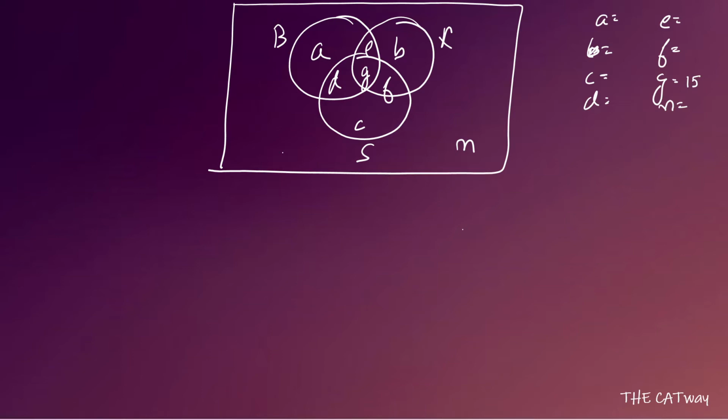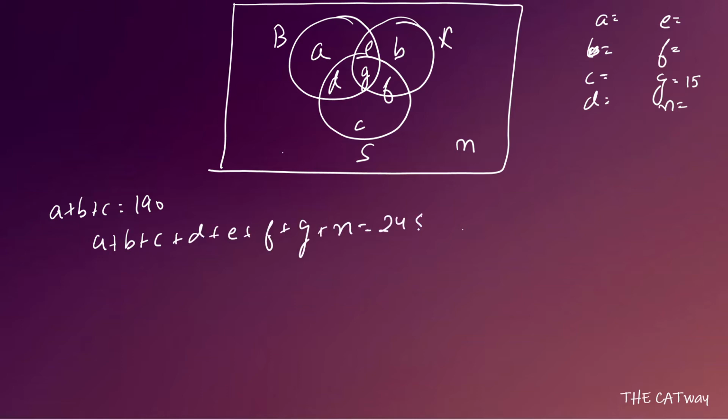After that we have been given that A plus B plus C is 190. So we will write the first equation which we have been writing: A plus B plus C plus D plus E plus F plus G plus N is equal to 245. Out of these we know A plus B plus C, we know G. So what we can find out is D plus E plus F plus N, and that will be equal to 245 minus 190 minus 15, that is 245 minus 205. So the value will be 40.